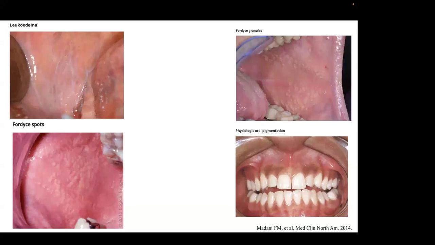Here are some images. The first image is showing leukoedema, which is appearing as a grayish white semi-transparent patch. The Fordyce nodules are discrete papules, which are yellowish in color. Again, the second image is showing Fordyce granules. And the final image is showing physiological oral pigmentations, where the brownish bands are seen close to the gingiva.